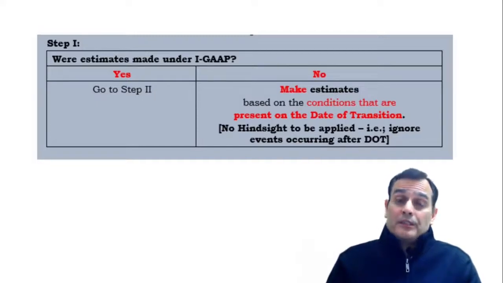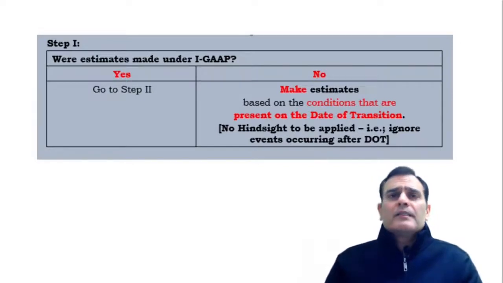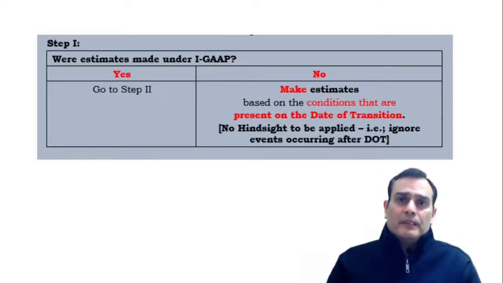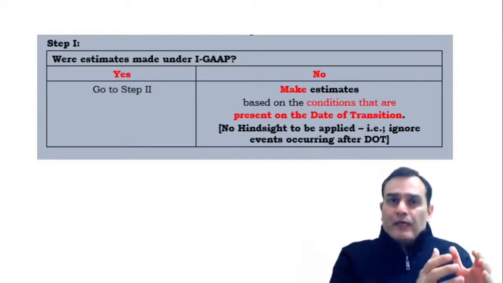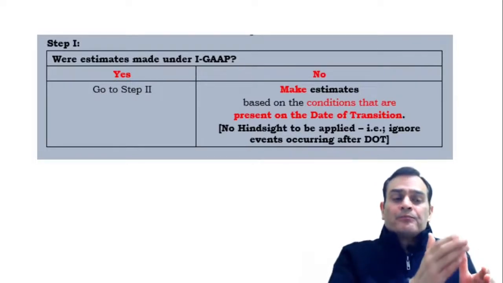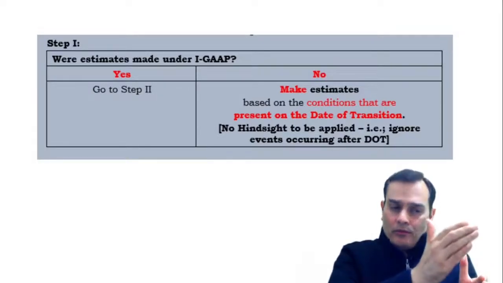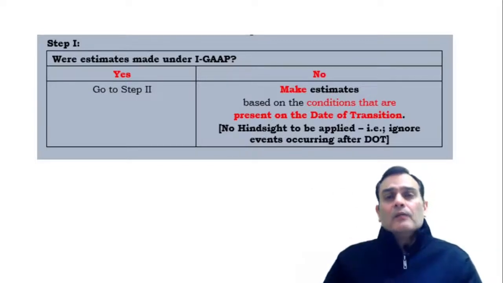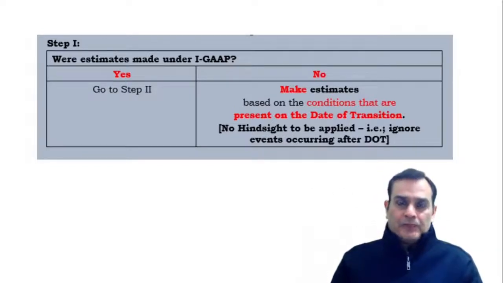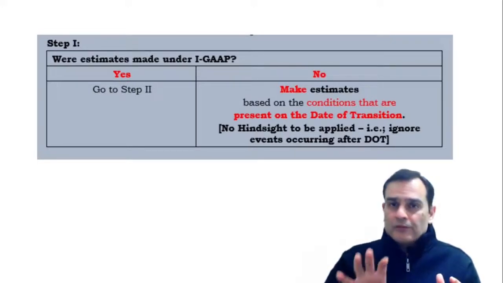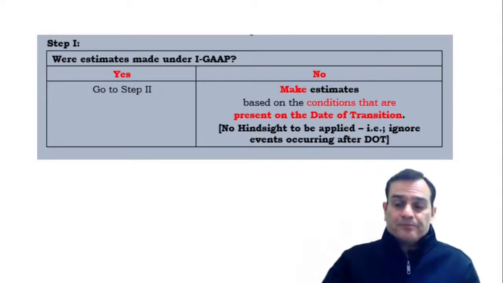Though we might be aware sitting on March 20 that certain events have taken place over a period of 2 years, they're not considered as a part of making the estimate. So we'll consider, okay, if I was sitting on 1st April 18, what would have been the conditions which were present on that particular date. So look at those conditions. Don't apply what we technically call hindsight. So we're not going to consider that, yes, we are aware of the happenings over the period of 2 years. That is simply ignored. So they are considered as good as a non-adjusting event. So that is if no estimates were made.